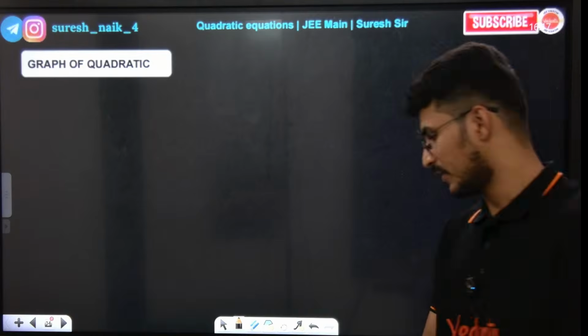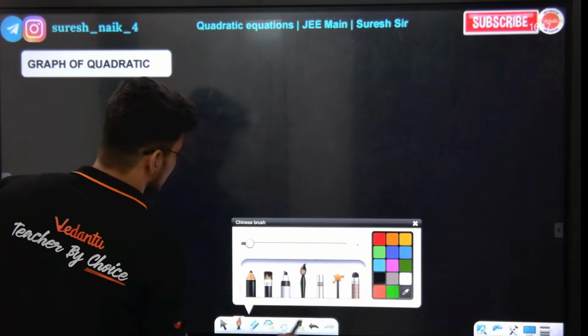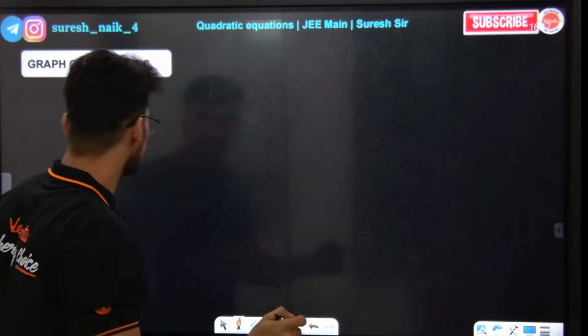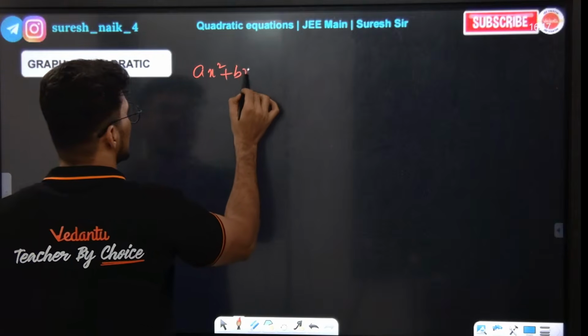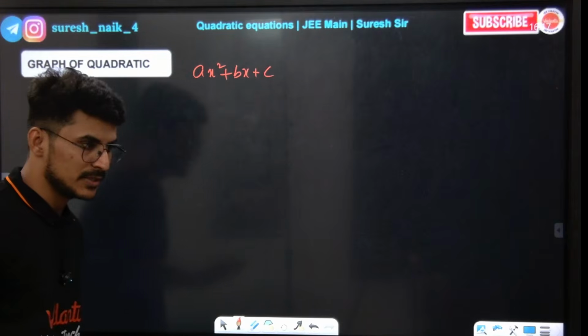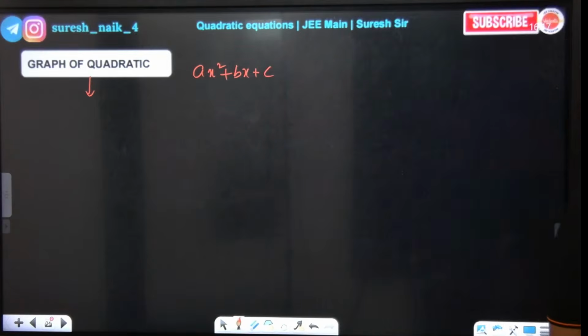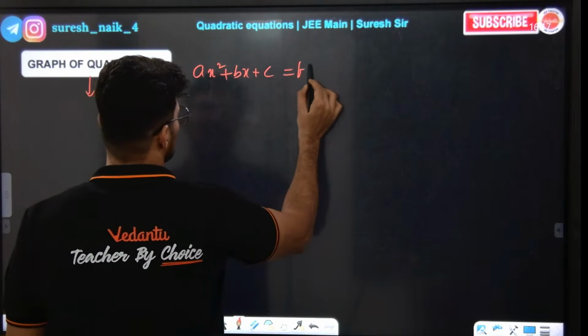Okay, so let me discuss the very clear points. Look at this, everyone, guys. The first quadratic, we need to talk about 2 points now. First one, quadratic means what? ax square plus bx plus c. This is the quadratic. This is one function in terms of x.